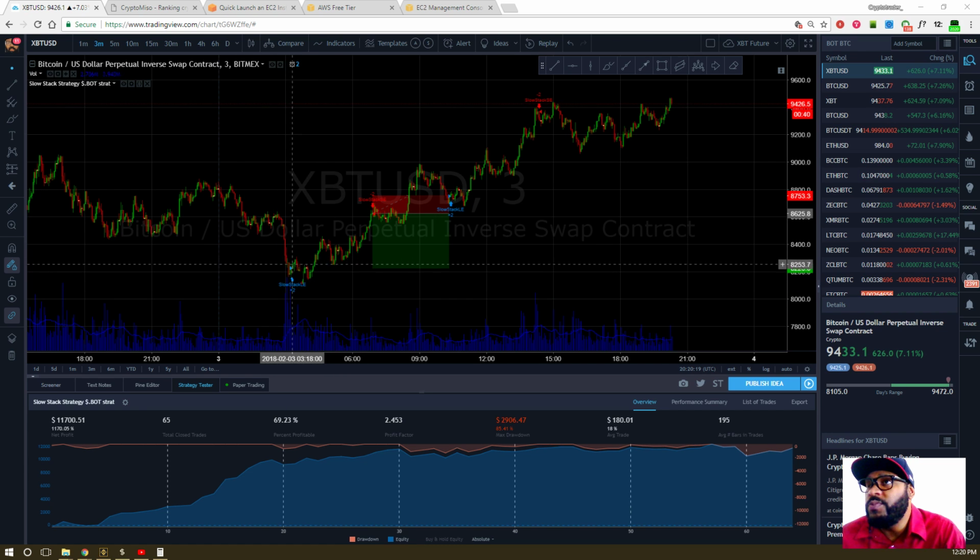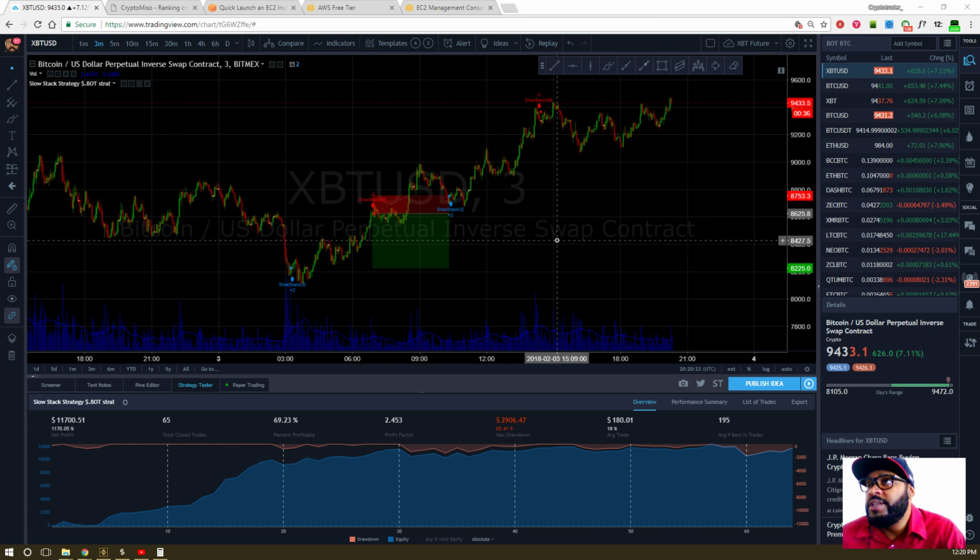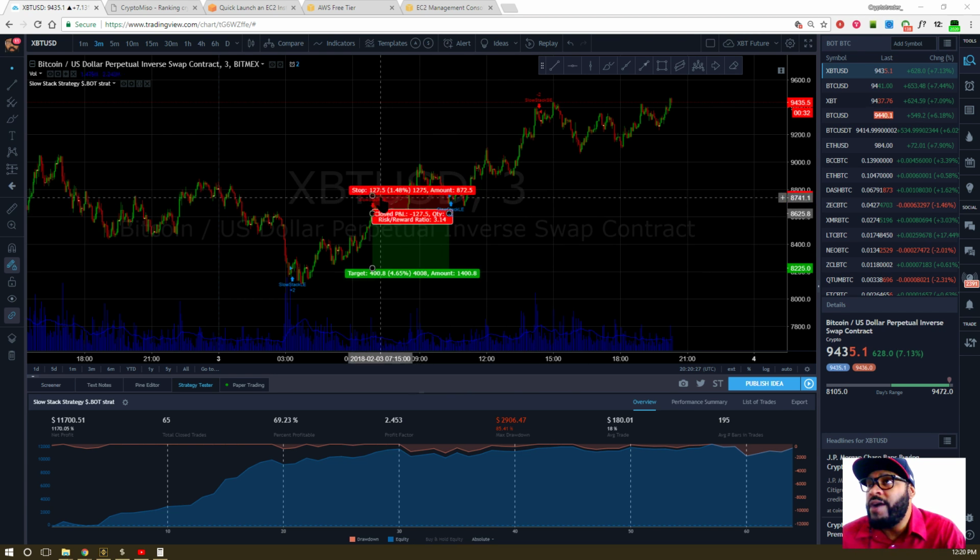Anyway, it went long here, and then went short here. Then it went long here again. Now this is an area where it's not profitable. This red area is not profitable, and the green area is where it is profitable.